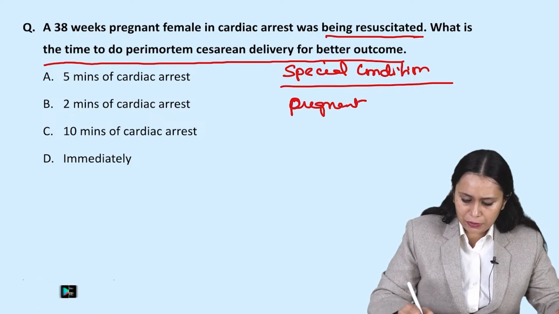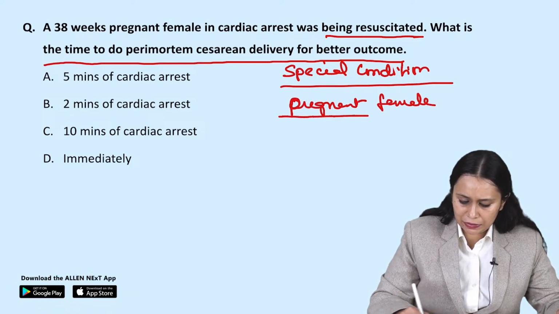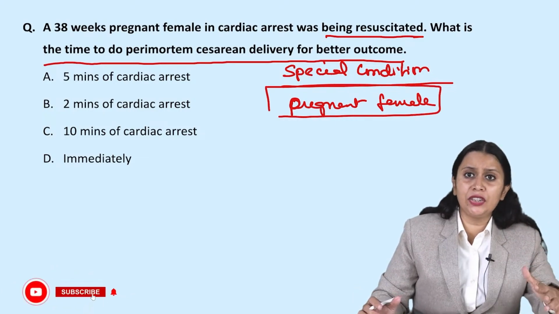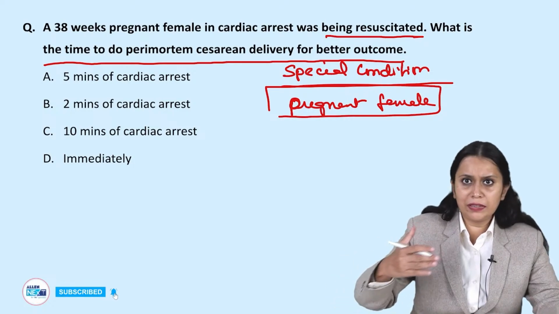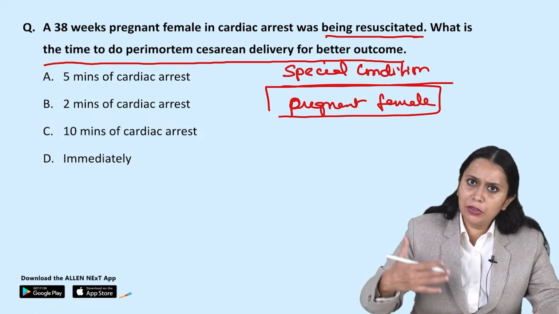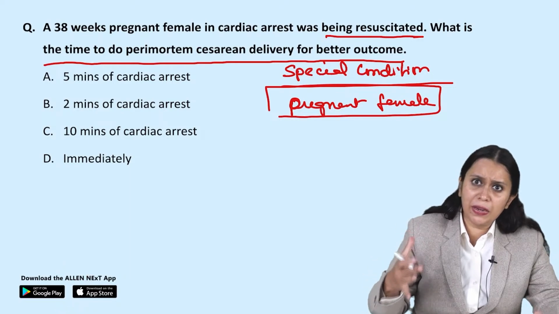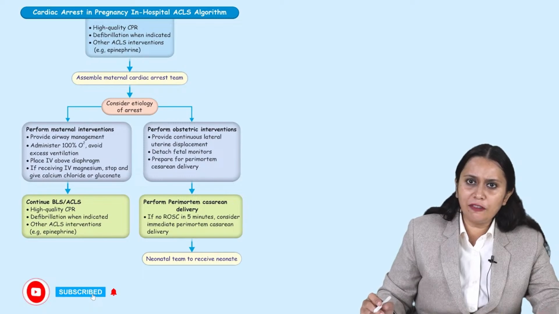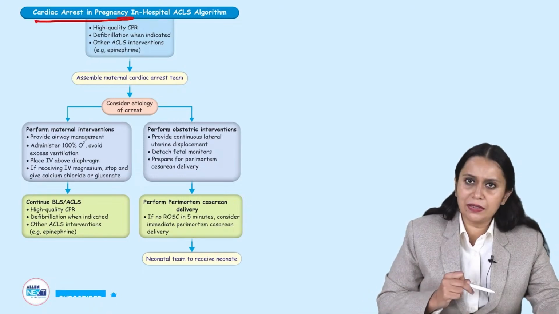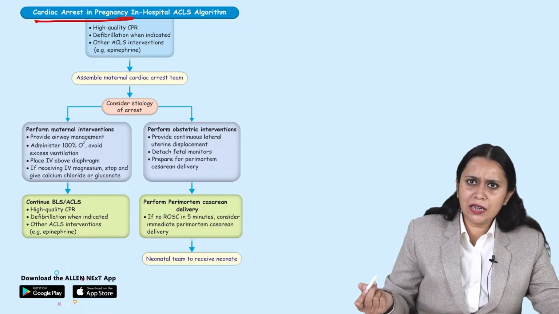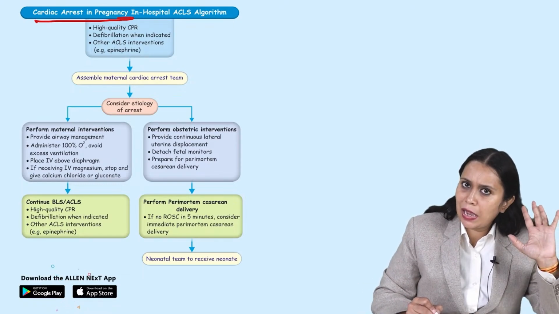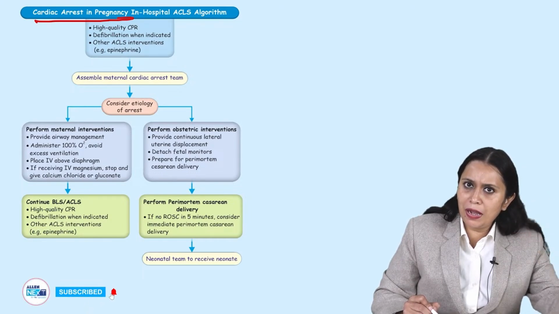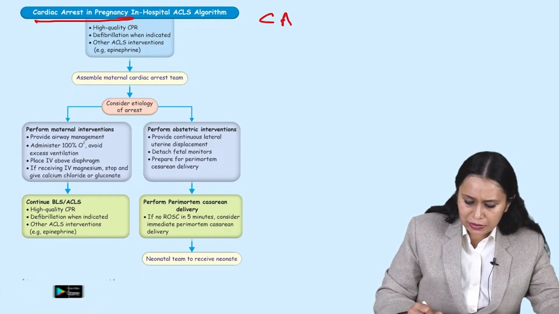When a pregnant female goes into cardiac arrest, there are some special things which we need to do in addition to basic life support. The same basic life support we will do in any cardiac arrest, but some special interventions we have to do. If you see this chart, this is the chart of managing cardiac arrest in pregnancy. Whenever we see a patient in cardiac arrest, I have already done scene safety, I have called for help, there is no pulse, there is no breathing. So cardiac arrest is established.